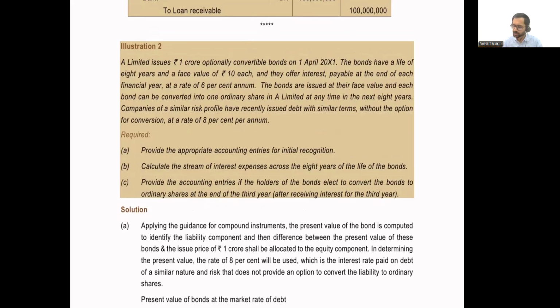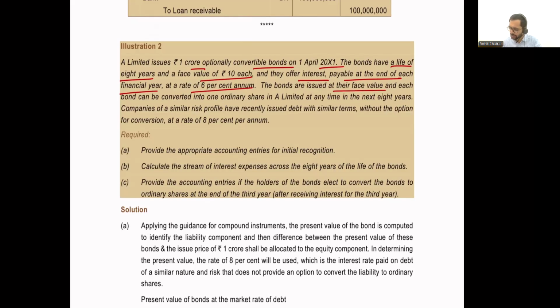A Limited issues 1 crore optionally convertible bonds on 1st of April 2021. The bonds have a life of 8 years and a face value of rupees 10 each. They offer interest which is payable at the end of each financial year at the rate of 6% per annum. So the coupon rate is 6% per annum.